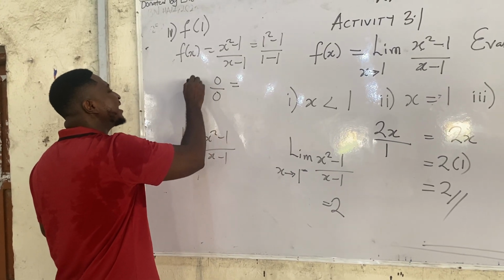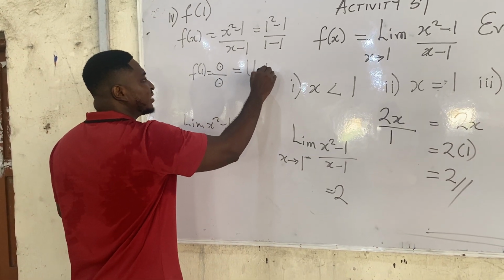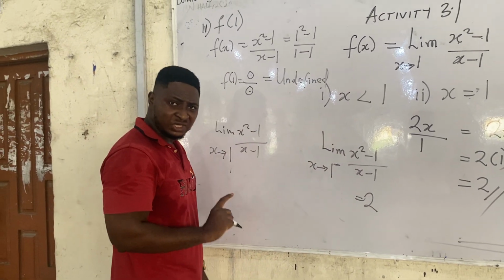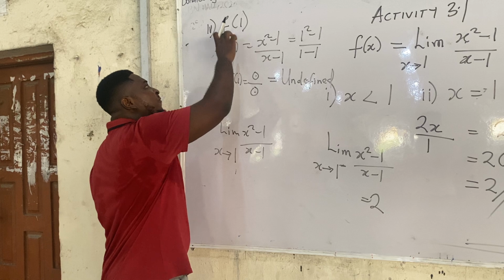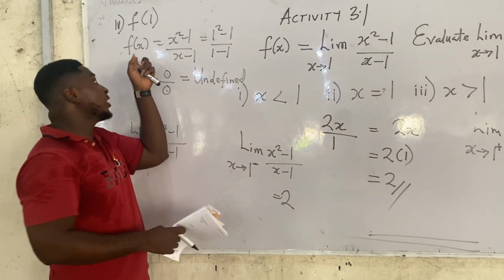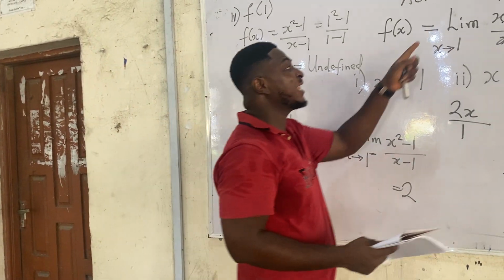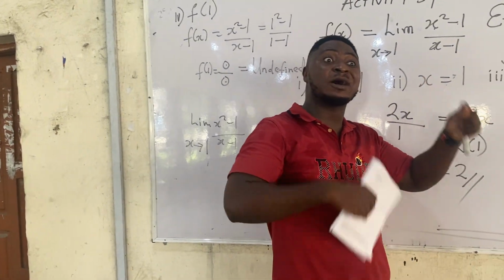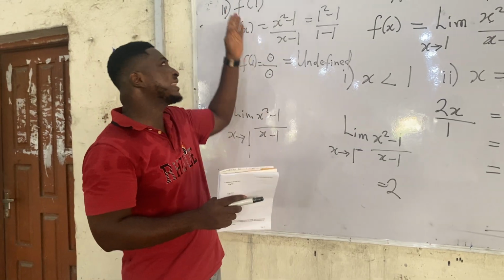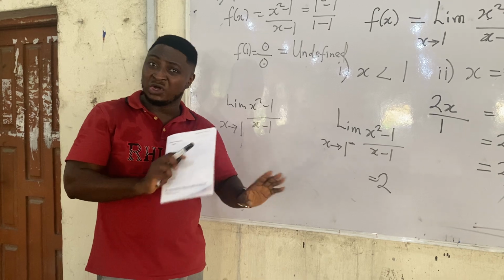Class, f of 1 actually does not exist, because 0 over 0 means undefined. Because if you put 0 over 0 in your calculator, you're going to have undefined. Does not exist. And class, anytime you have 0 over 0 for a normal function, you are not allowed to differentiate. The only time you differentiate is when you are asked to find the limit of the function. If you have 0 over 0, you can go further by differentiating. But if they say you just have to find the f of a particular function without limits, you are not allowed to differentiate. If you have 0 over 0, your final answer is just undefined.